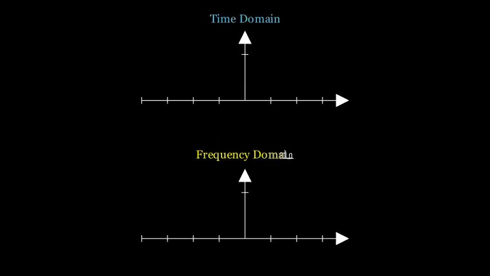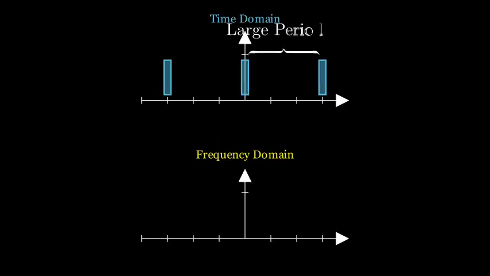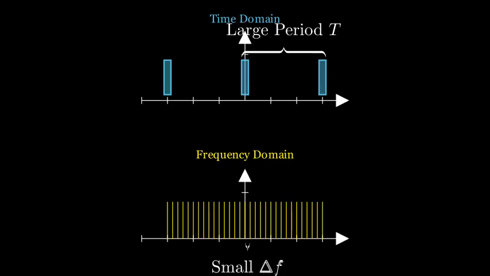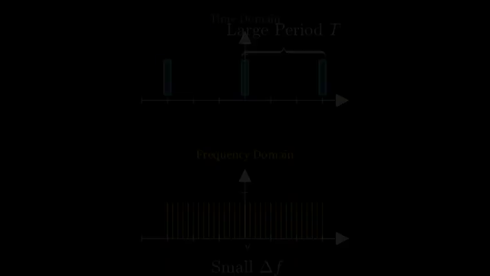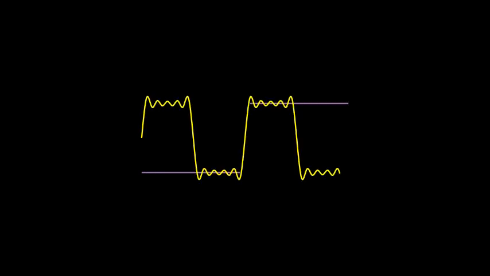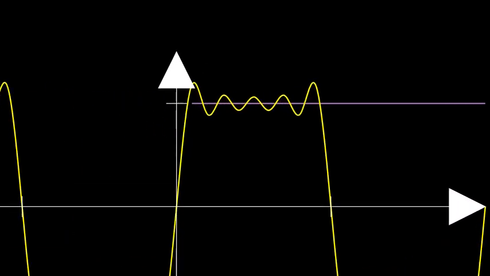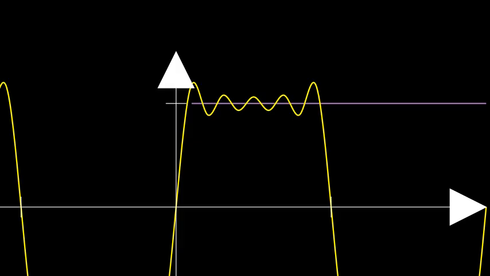There is a vital theme of reciprocity. If the period in time is large, the spacing in the spectrum is small. They are inversely related. A famous warning, the square wave. If you try to build sharp corners using smooth sines, you get ringing at the edges. This is the Gibbs phenomenon.